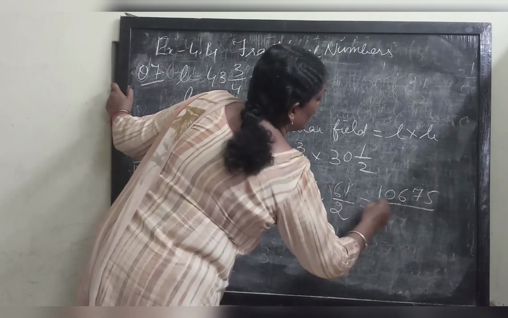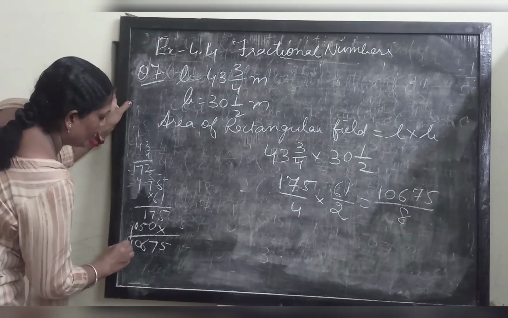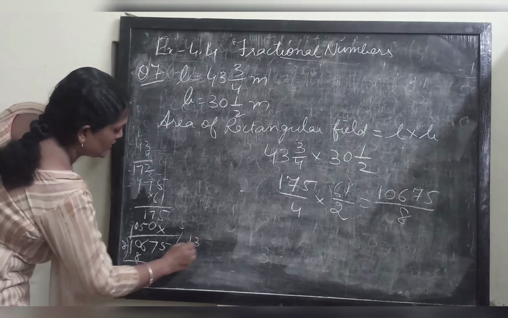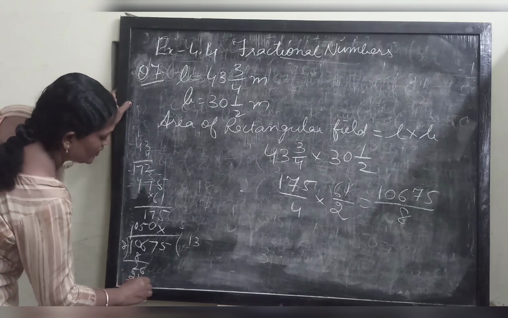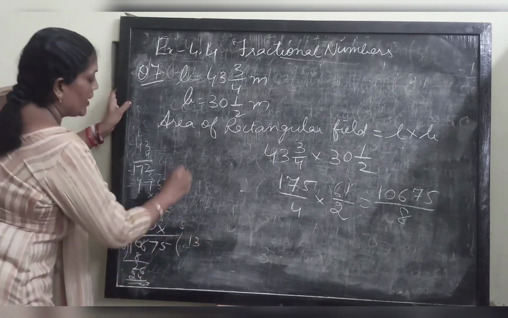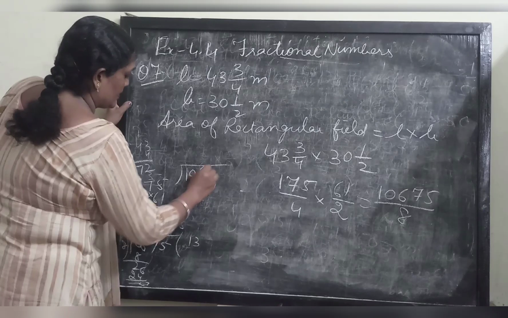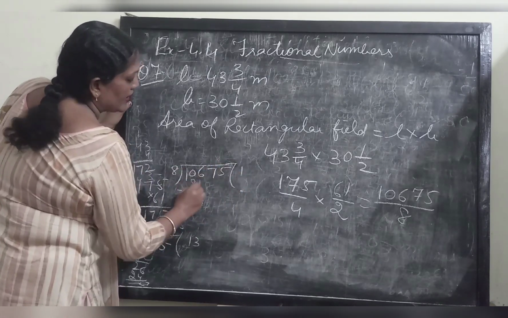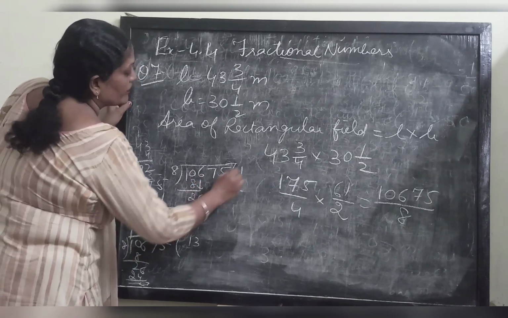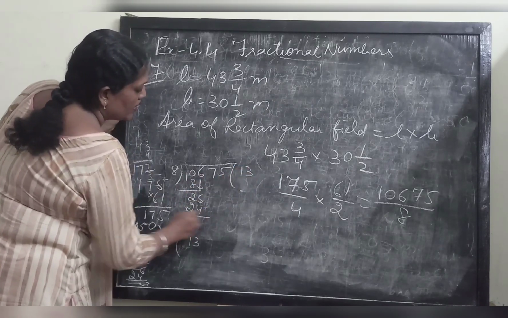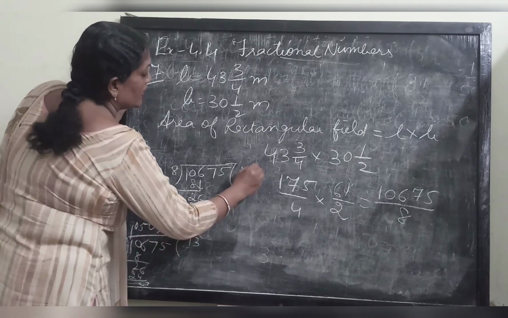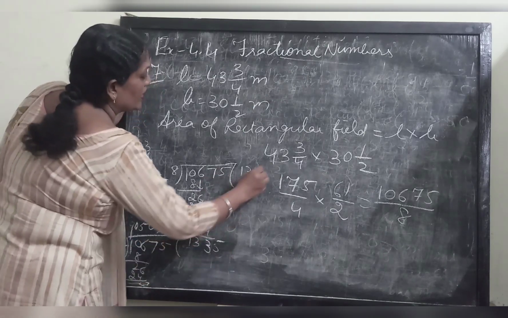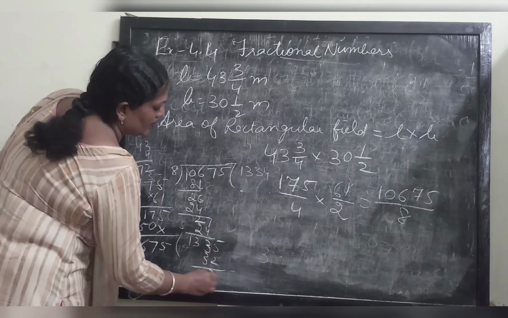10675 over 4 2s are 8. Now divided by 8. 8 1s are 8. 26. 8 3s are 24. Again 27. You can divide it here. There is no space. 675 divided by 8. 8 1s are 8. 10 minus 8, 2. Here 6 will come. 8 3s are 24. 2. Again 7. 8 3s are 24. Again 3, then 5, 8 4s are 32, 3.